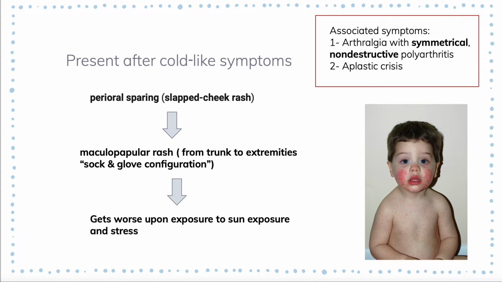Usually they come with symptoms such as arthralgia with symmetrical non-destructive polyarthritis. So this is our second entity that comes with polyarthritis. The first was rubella. They came with polyarthritis 1 week after the rash. And here the Parvovirus B19 also comes with polyarthritis. They come with aplastic crisis, which is usually in sicklers.